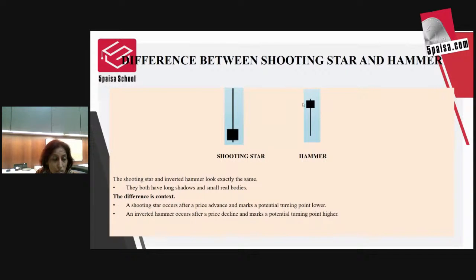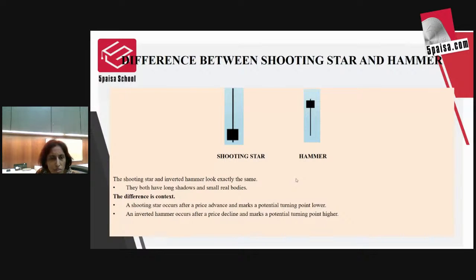So what is the difference? The difference is in context. A shooting star occurs after a price advance and marks a potential turning point on the lower side, so it will indicate that a downtrend will occur the moment you witness a shooting star. And an inverted hammer occurs after a price decline and marks a potential turning point higher, which means after you witness a hammer, it indicates that the market from there on is going to move up.